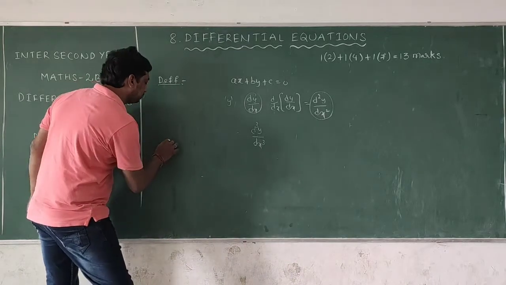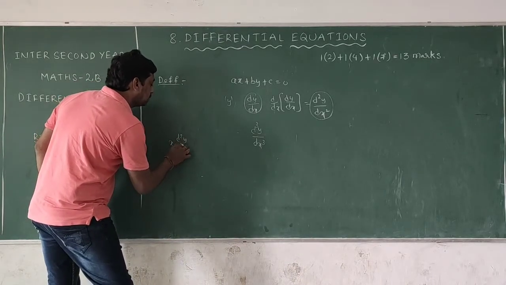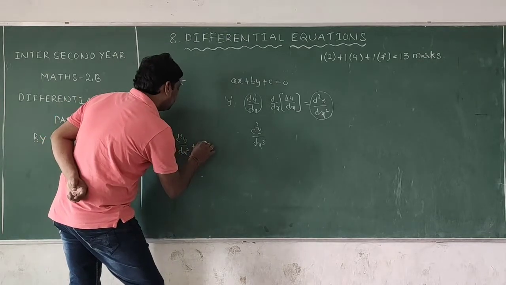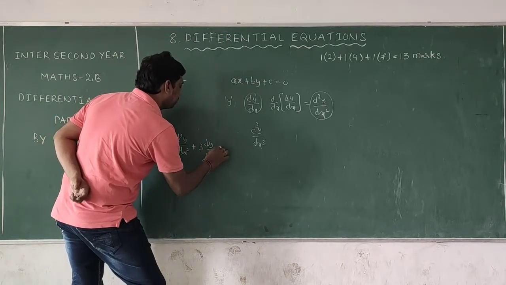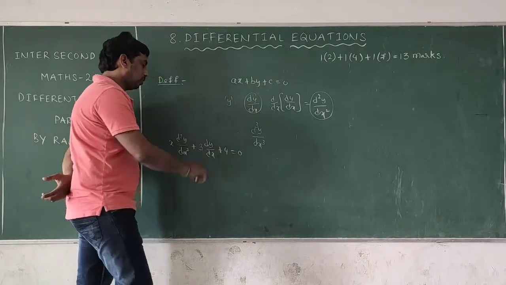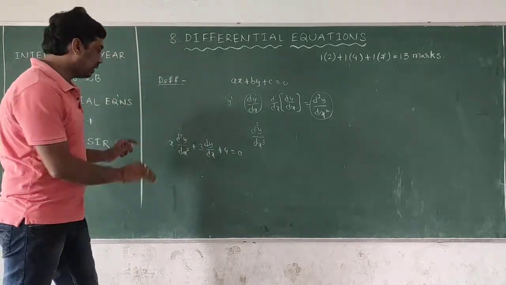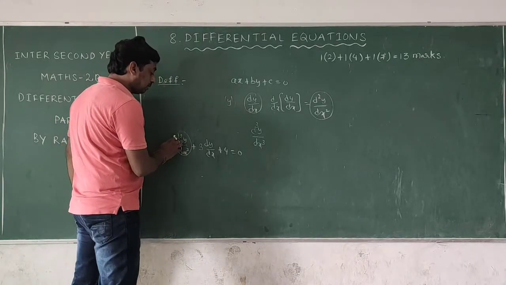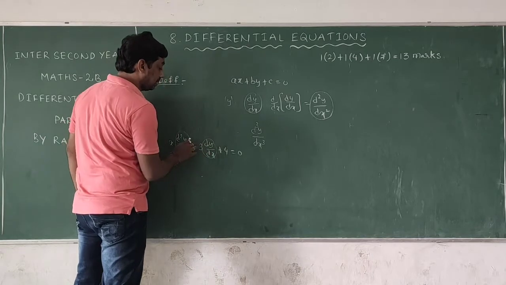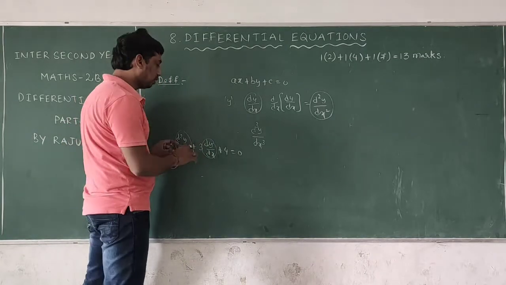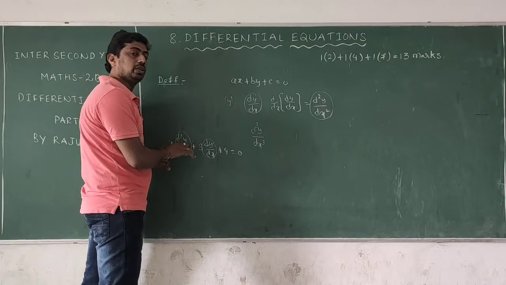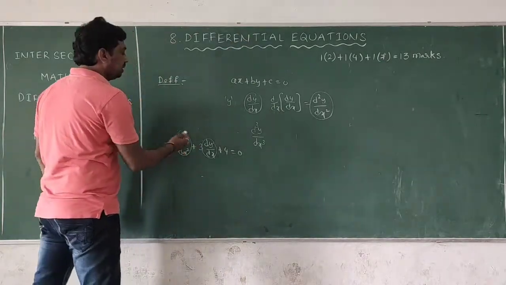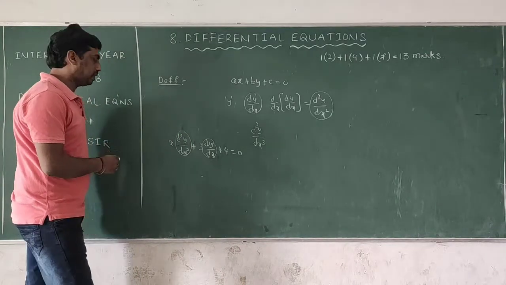For example, x into d square y by dx square plus 3 into dy by dx plus 4 equal to 0. This is an equation. In this equation, we have derivative terms: d square y by dx square and dy by dx. These are derivative terms. So an equation involving derivative terms is said to be a differential equation. This is an example of a differential equation.